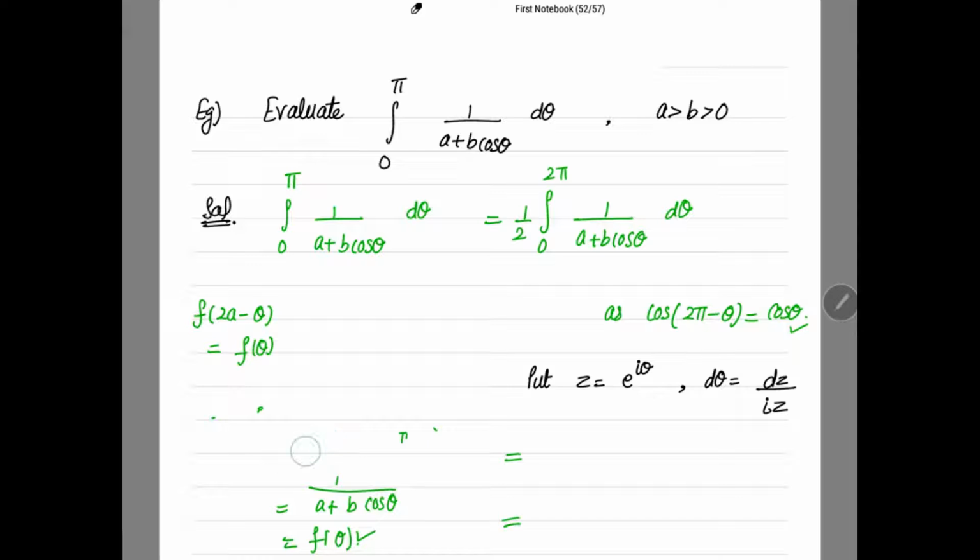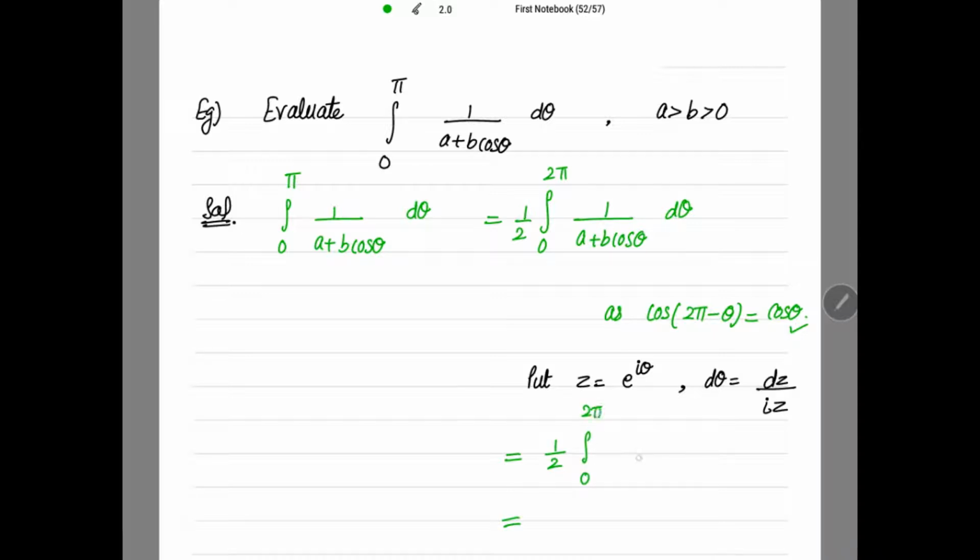Now next, you can apply your polar form, that is, you can put z equal to e to the power iota theta. Now z is equal to e to the power iota theta, and from here you get d theta equal to dz over iota z. Putting these values into this integral, 1 by 2 integration 0 to 2 pi 1 over a plus b.